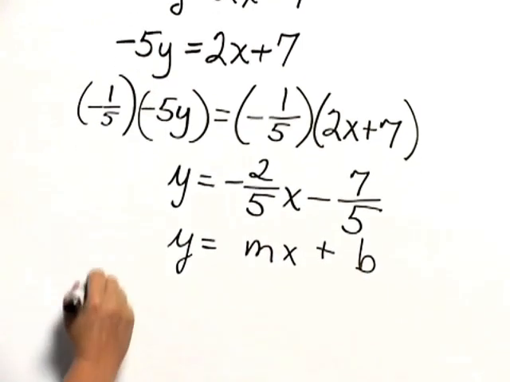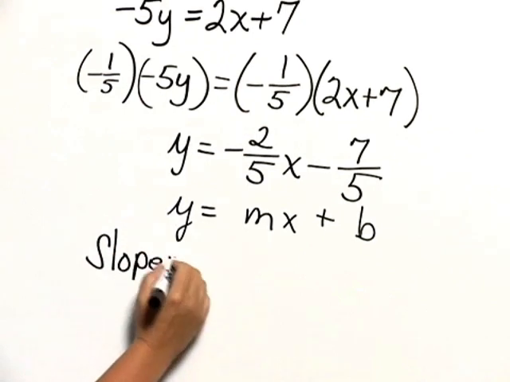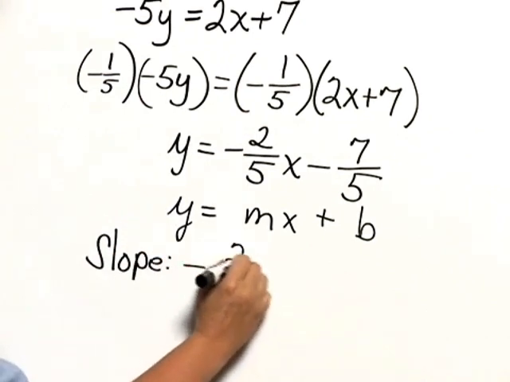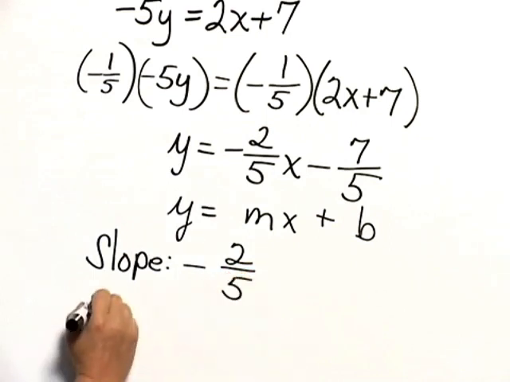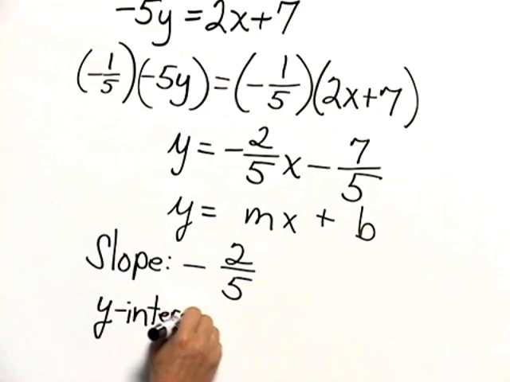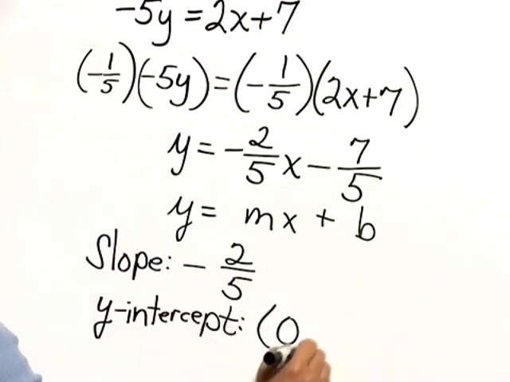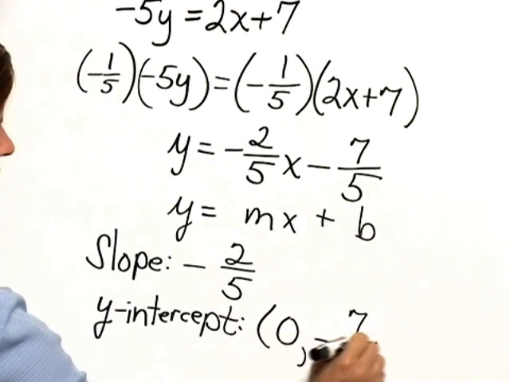7/5. So we can write directly from there then that the slope, which is m, is negative 2/5, and the y-intercept, which is going to be 0, b, is thus the point (0, negative 7/5).